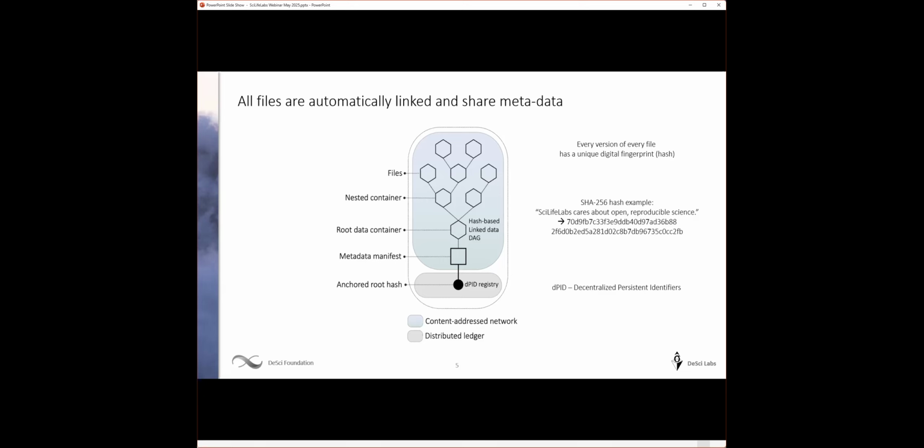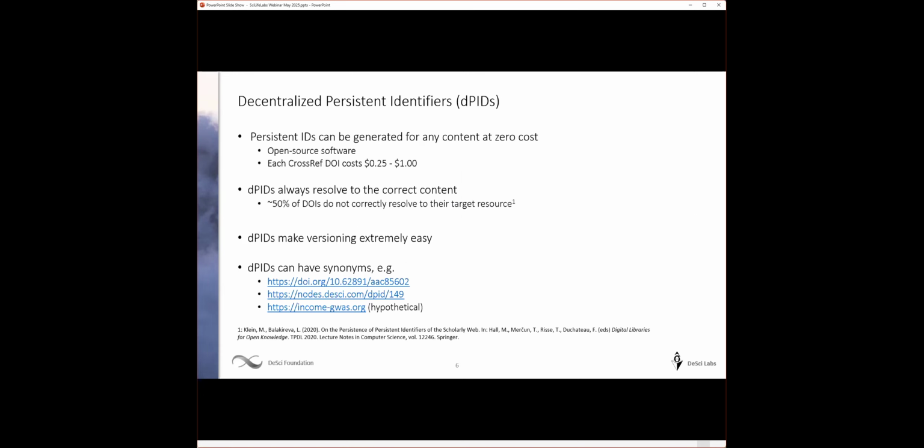And then the root node of the research object also has a unique identifier that gets indexed on a blockchain, and that creates an immutable track record about who published what when. So that really creates provenance. And we call this system of identifying and linking content that way, we call it decentralized persistent identifiers, or DPIDs.